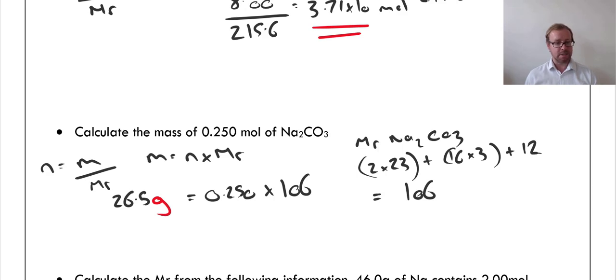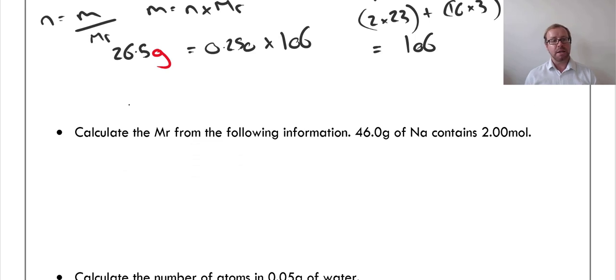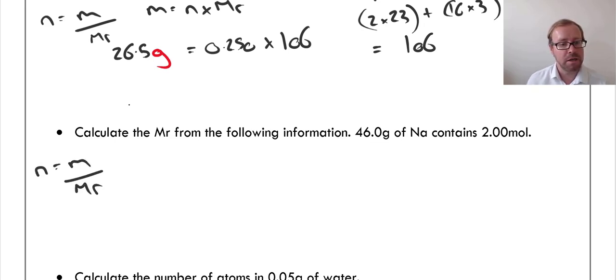Okay, and thirdly, calculate the MR from the following information. 46 grams of sodium contains 2 moles. Right, unsurprisingly, n equals m over Mr. I need to rearrange this equation, so Mr equals mass over n. I've got all the information I need.